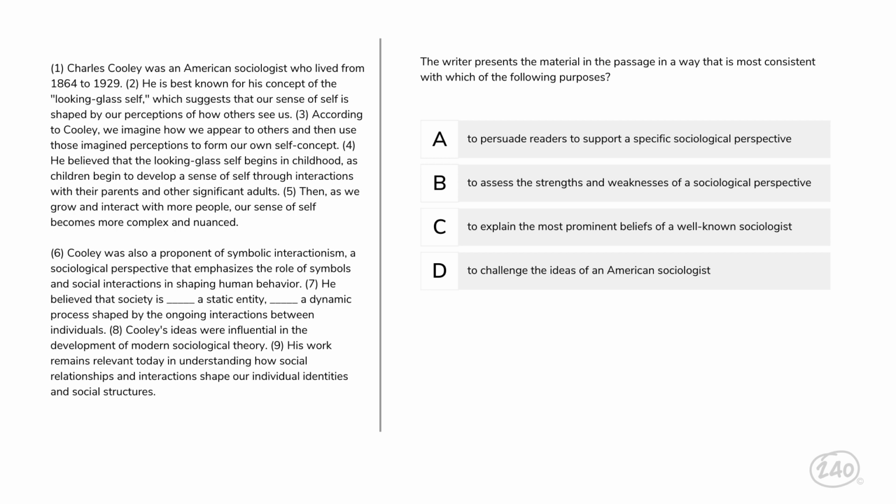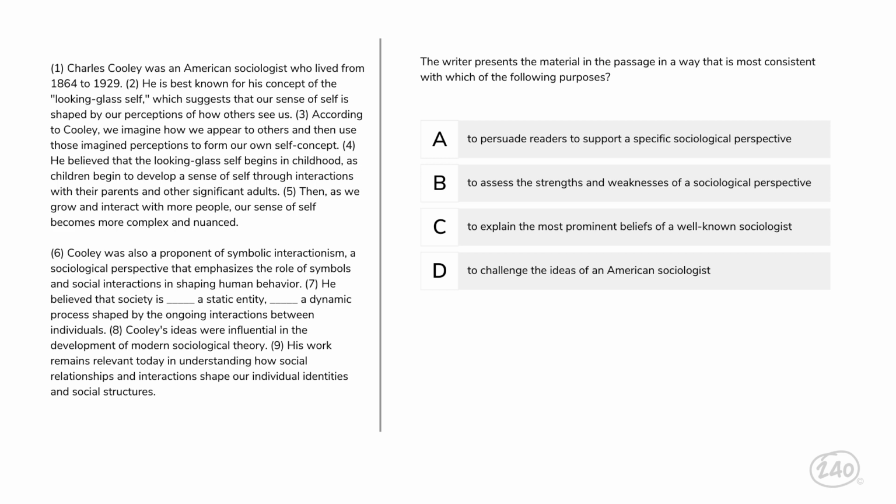Cooley was also a proponent of symbolic interactionism, a sociological perspective that emphasizes the role of symbols and social interactions in shaping human behavior. He believed that society is not a static entity, but rather a dynamic process shaped by the ongoing interactions between individuals. Cooley's ideas were influential in the development of modern sociological theory. His work remains relevant today in understanding how social relationships and interactions shape our individual identities and social structures.